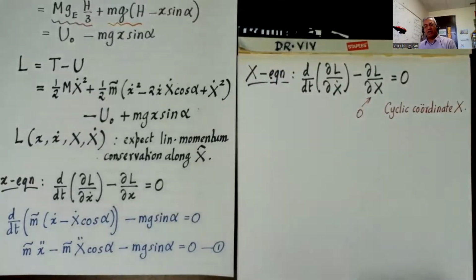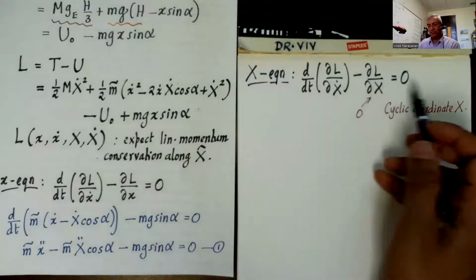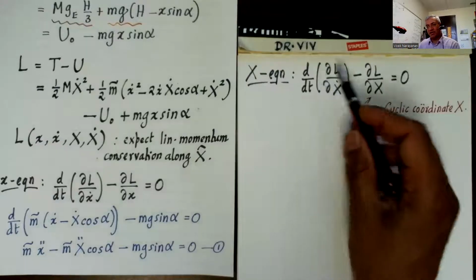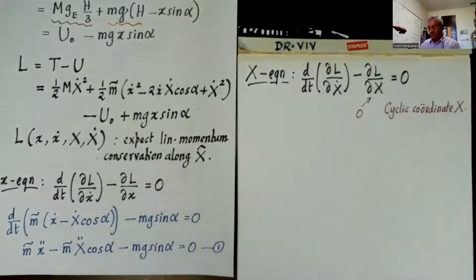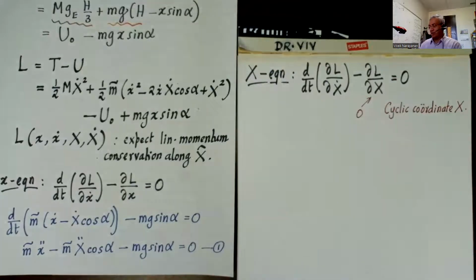If you have a cyclic coordinate, then a theorem of Noether says that the corresponding momentum is conserved. Why is Noether's theorem true? It's true because of this. If d by dt of something is equal to 0, then it means that whatever that is must be constant. And that quantity that's inside there is called the canonical momentum.